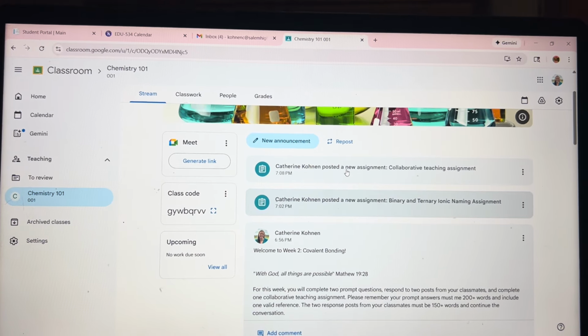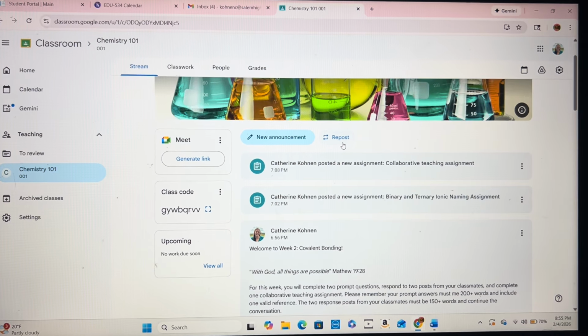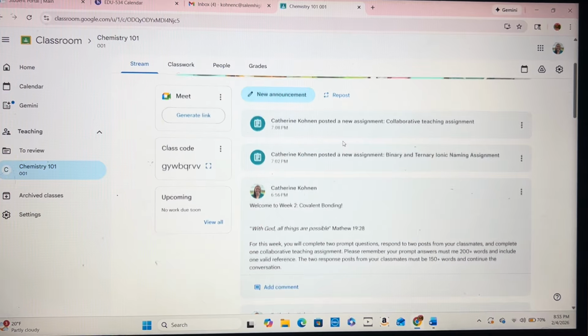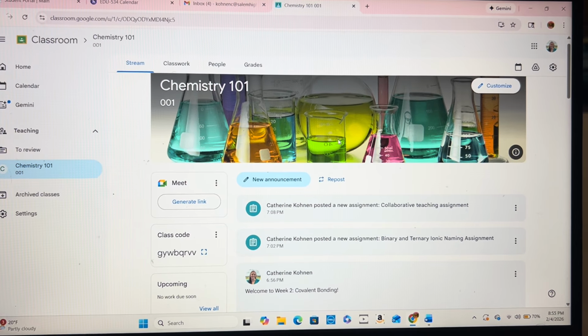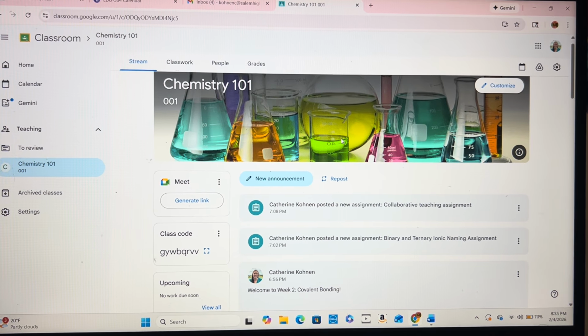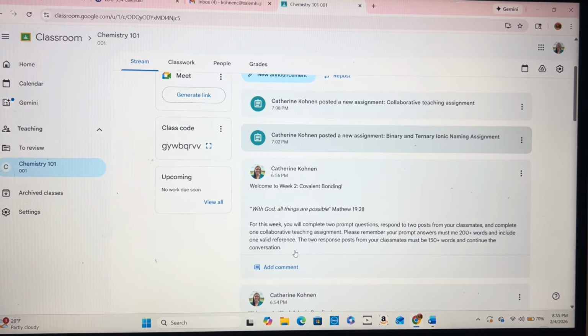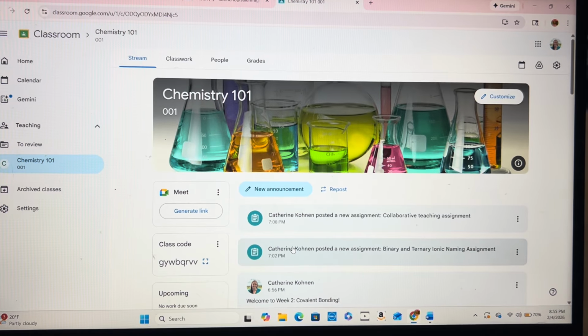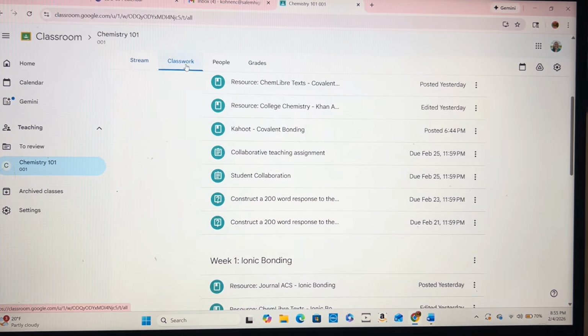The one thing that I wish Google Classroom did was have a way to arrange these posts in the stream to be in chronological order. Currently, there is no way to do that, and so that's my biggest complaint with Google Classroom at this time.